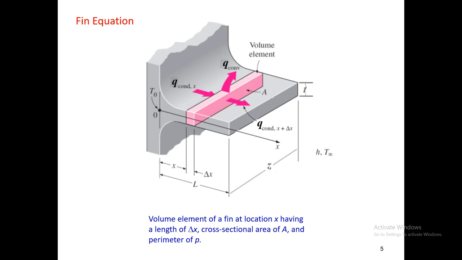What we have is a base surface, and the base surface is maintained at temperature T naught. We have attached an extended surface of length L and depth Z to it. Remember, the thickness of the extended surface is given by small t. For this extended surface, we have considered a small differential volume, which is represented by this pink color, and we will do our analysis for the small differential volume of the extended surface, and then we will apply the equation that we derive to the whole extended surface.